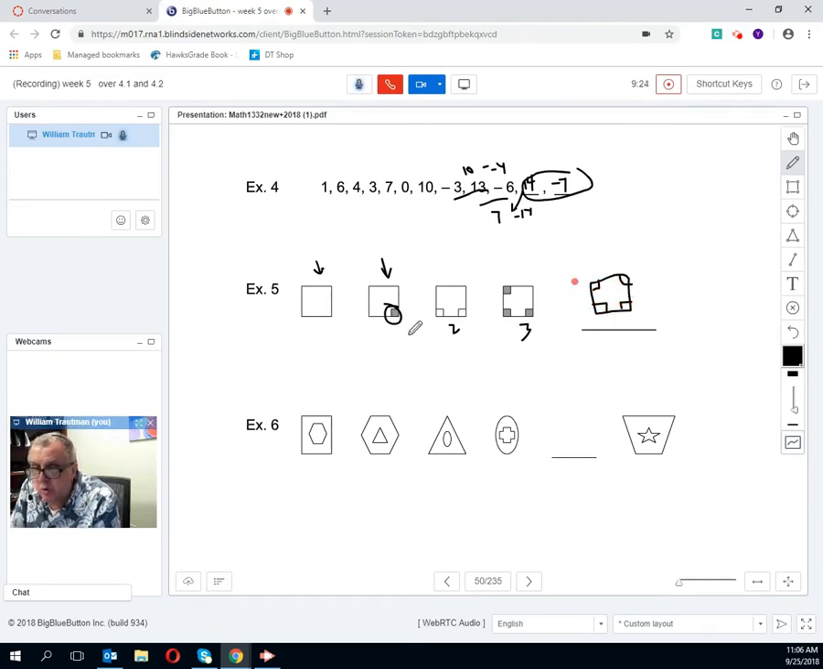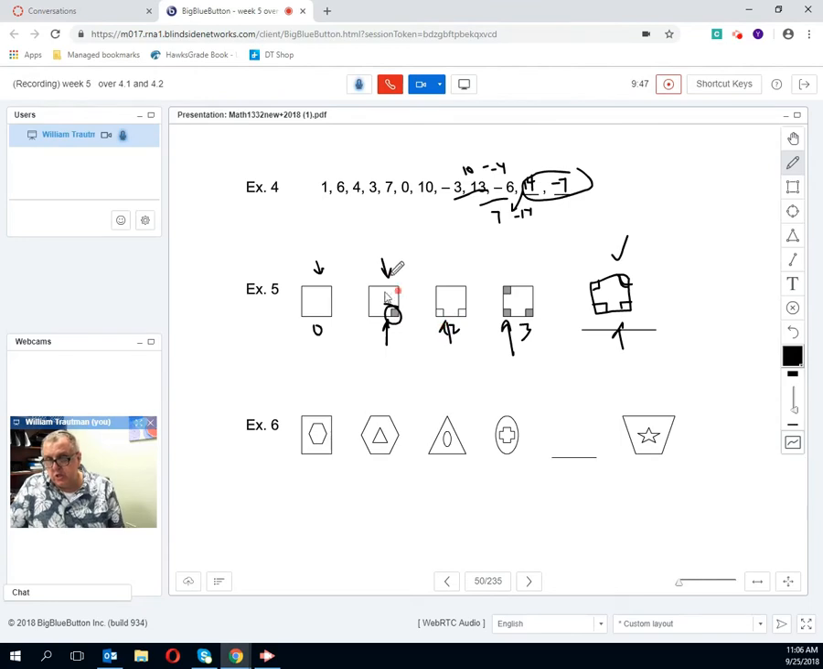But there's more. 1 and then 0. But then here's 1 filled in. 2 not filled in. 3 filled in. So 4 is not going to be filled in. So I'm not going to color these corners. I'm just going to leave it like it is.